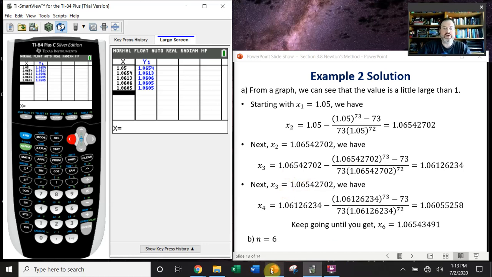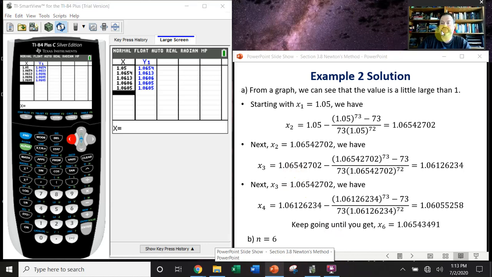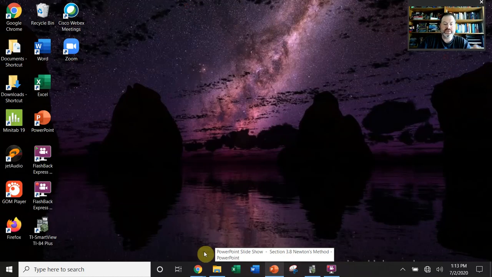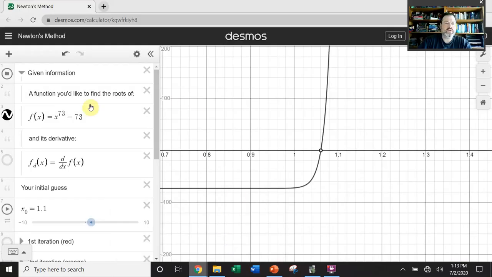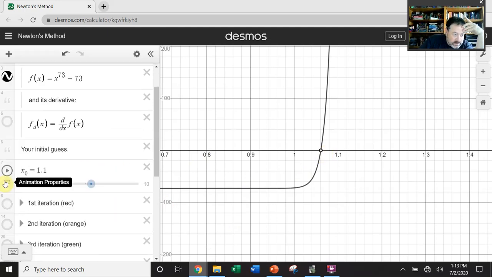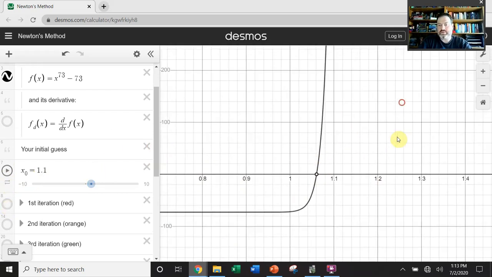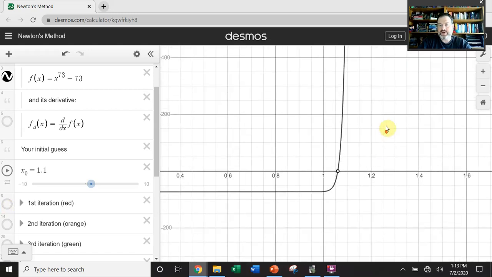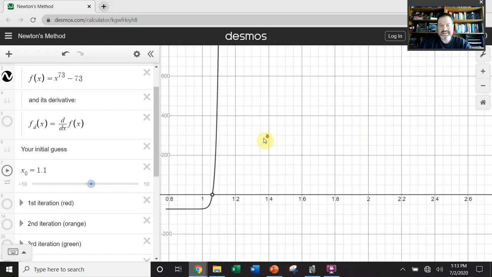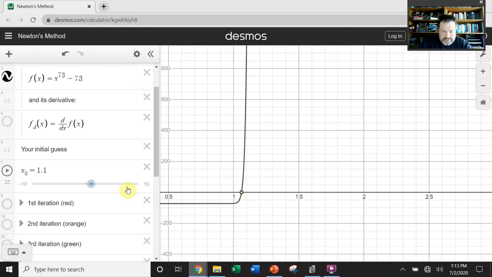So let's look at what that looks like in Desmos. Let's look at the physical process that's going on here and see if we can understand what's going on with this Newton's method. All right, now in Desmos, I can't start at 1.05. The closest it'll let me start is 1.1. But that's okay. Let's start it at 1.1. And let's see what that first guess looks like. So what we're going to do, the way this is going to work, here, let me zoom way out so you can see it. So we're going to start at 1.1.